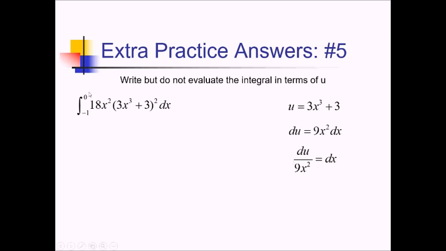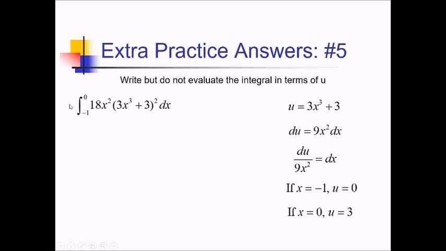Now I have to convert the negative 1 and the 0, which are x values, to u values, so I can get a new set of limits of integration. If x is negative 1, then we have 3 times negative 1 cubed plus 3. That's negative 3 plus 3, which is 0. And now if x is itself 0, well, now we have 3 times 0 cubed plus 3, which comes out to 3 actually, 0 plus 3.